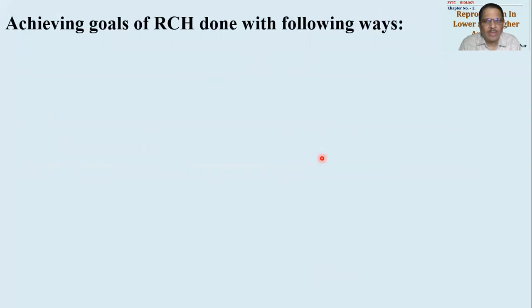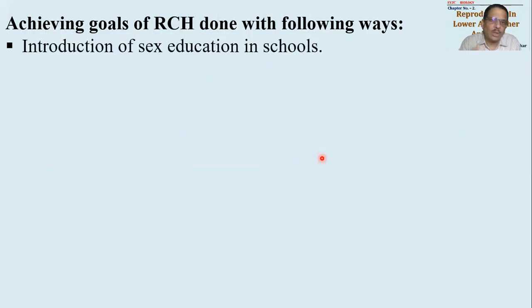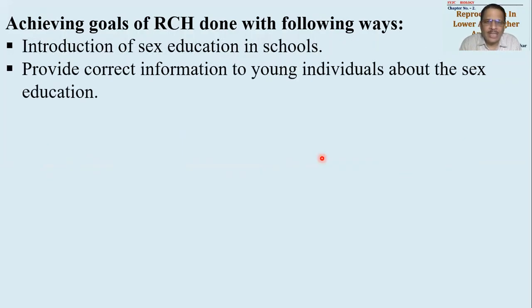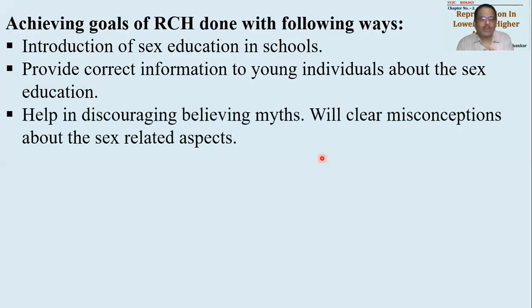So ये सब reasons है. So achieving these goals is very important, and there are many ways to achieve these goals. What are the ways? कैसे किया जाएगा सब? So first is introduction of sex education in schools. That is the first thing. Then provide correct information regarding the sexual activities at a young age, to young individuals. Okay. तो समय पे उनको नॉलेज मिलना चाहिए.